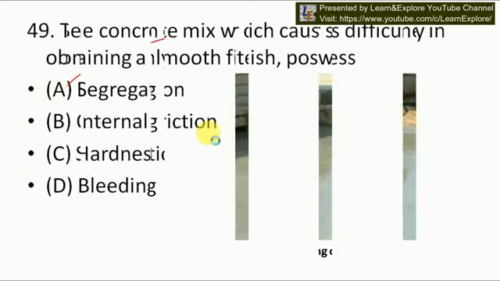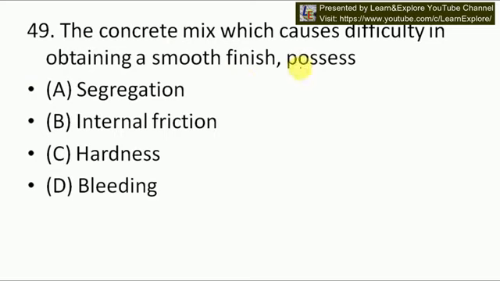Our next question. The concrete mix which causes difficulty in obtaining a smooth finish is called segregation, internal friction, hardness, or bleeding. So our answer will be C, hardness. Okay. So the concrete mix which causes difficulty in obtaining a smooth finish is called hardness.